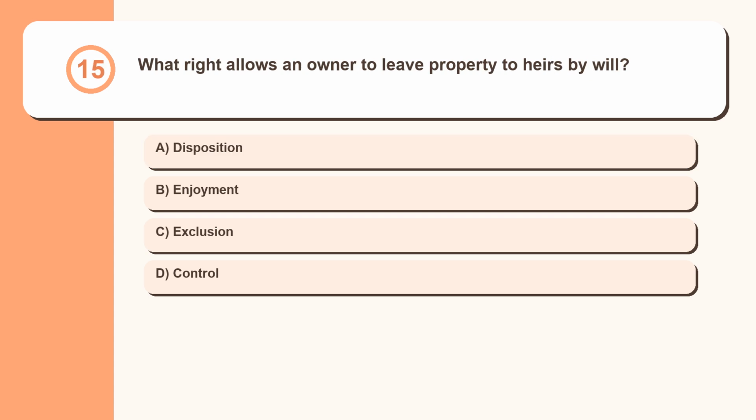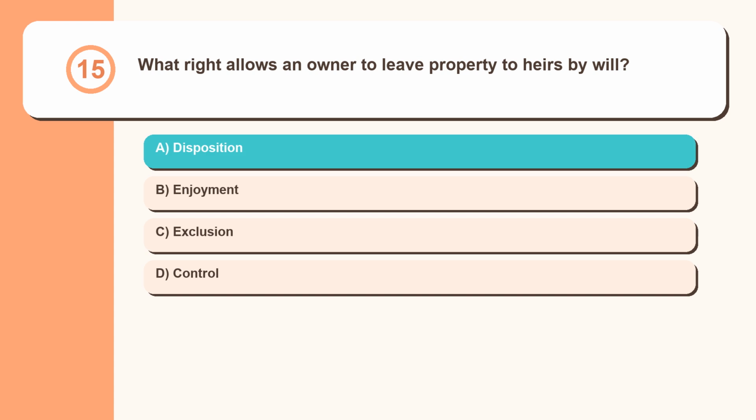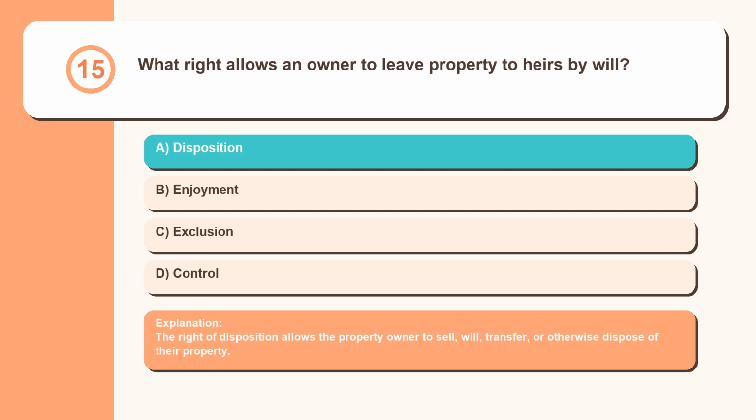Question 15. What right allows an owner to leave property to heirs by will? Disposition, enjoyment, exclusion, control. The right of disposition allows the property owner to sell, will, transfer, or otherwise dispose of their property.